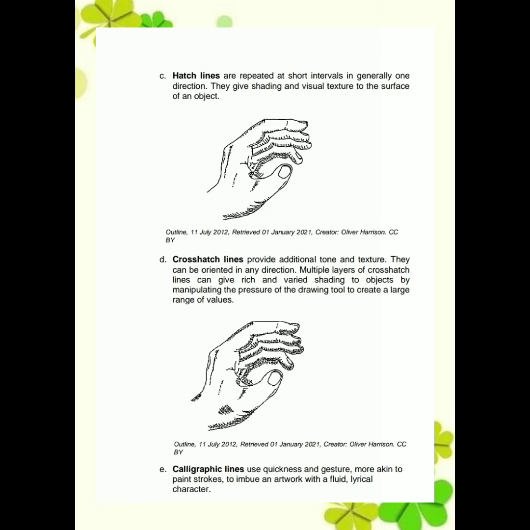Second, cross-hatch lines provide additional tone and texture. They can be oriented in any direction. Multiple layers of cross-hatch lines can give rich and varied shading to an object by manipulating the pressure of the drawing tool to create a large range of values. Cross-hatching is a method of line drawing that describes light and shadow. The presentation of light utilizes the white or openness of the page, while shadow is created by a density of cross lines. Ang cross-hatching ay isang paraan upang makagawa ng guhit o isang paraan sa pamamagitan ng tanda ng dalawa o higit pang intersecting parallel lines.